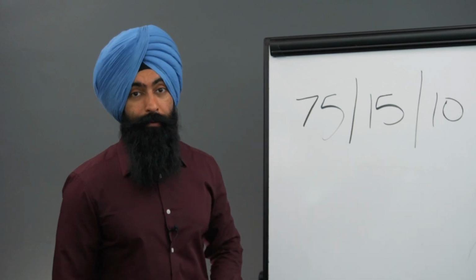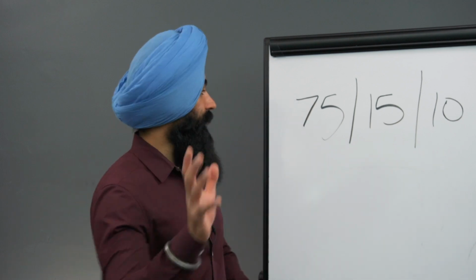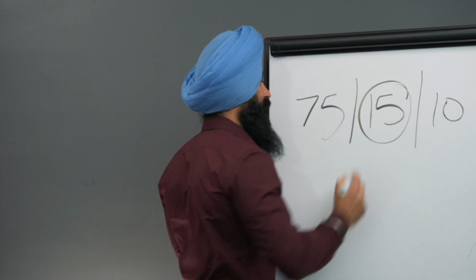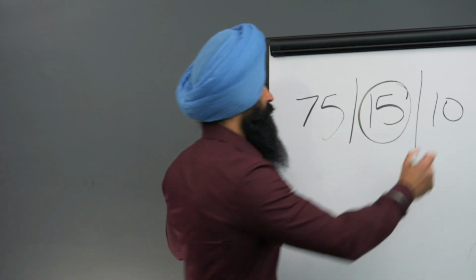15 cents is the minimum that you invest. 10 cents is the minimum that you save. Now what you're doing is anytime you get paid, you're always paying yourself first, because you're always investing your money. The more money you make, the more money you invest. You're always saving your money.